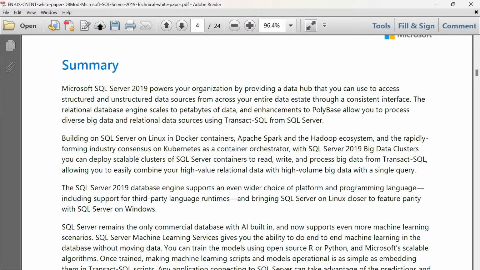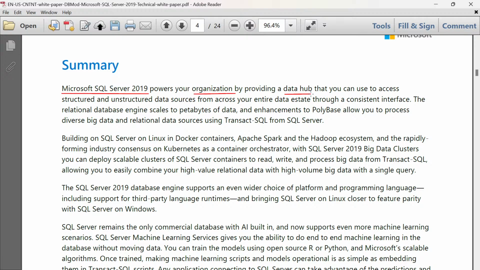See, this is a summarized way where the SQL Server lies. So what does it say? Microsoft SQL Server 2019 will power your organization or you as an individual by providing a data hub. Now, what is a data hub? Data hub means a collection of information, collection of facts belonging to different domains.